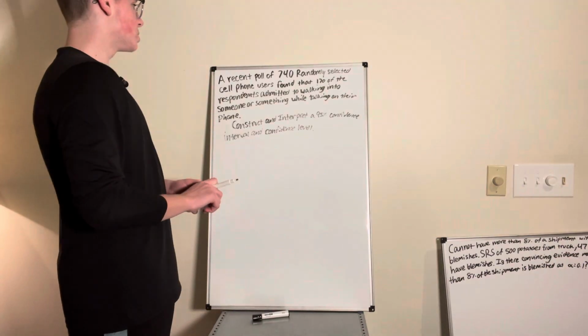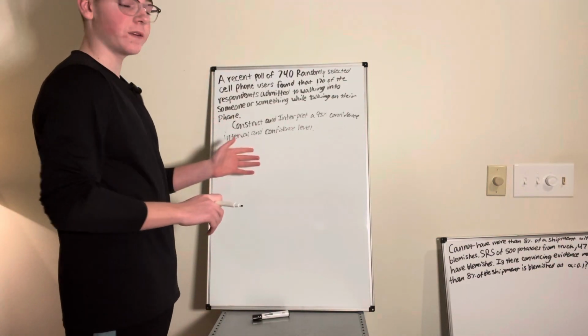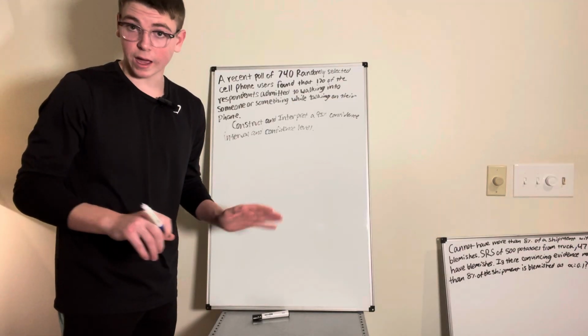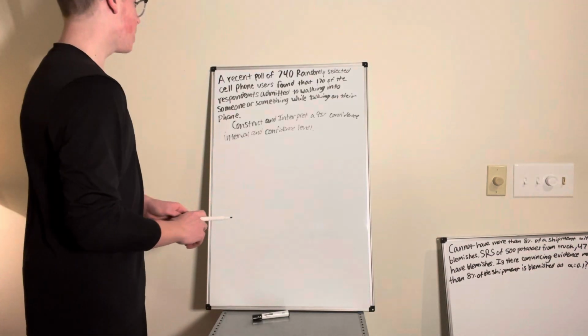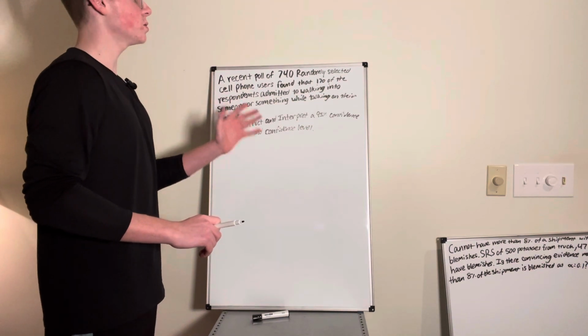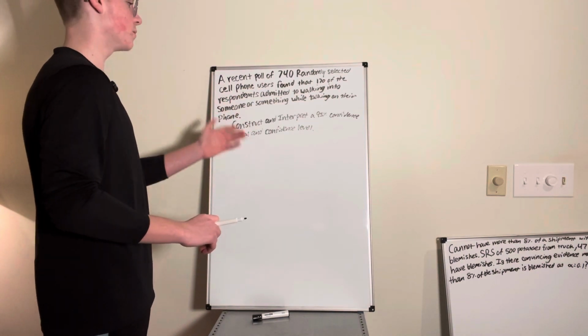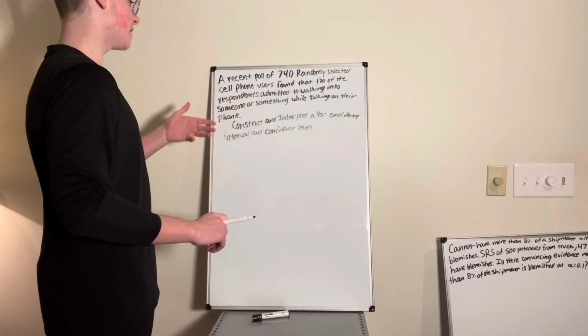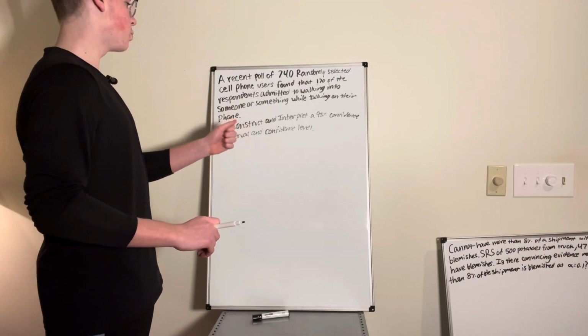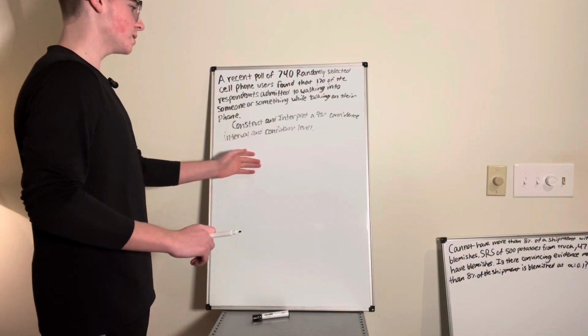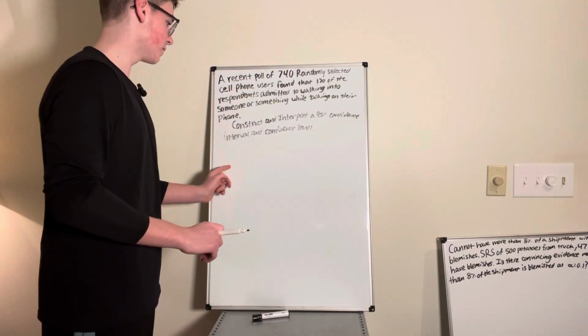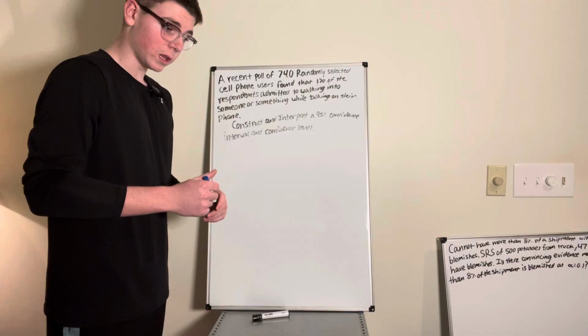All right, so starting with a confidence interval. I'll just read the question and then go through it and try to explain as I go. Okay, a recent poll of 740 randomly selected cell phone users found that 170 of the respondents admitted to walking into someone or something while talking on their phone. So construct and interpret a 95% confidence interval and confidence level.